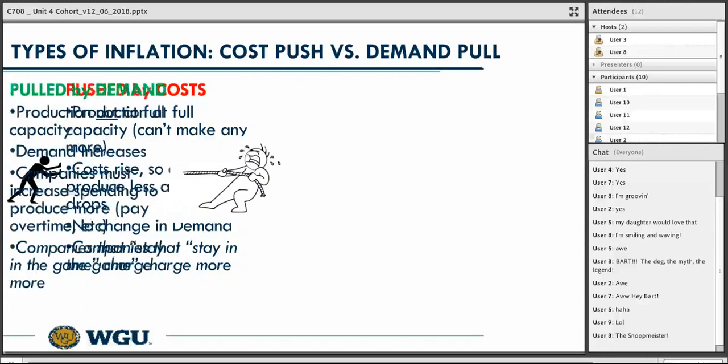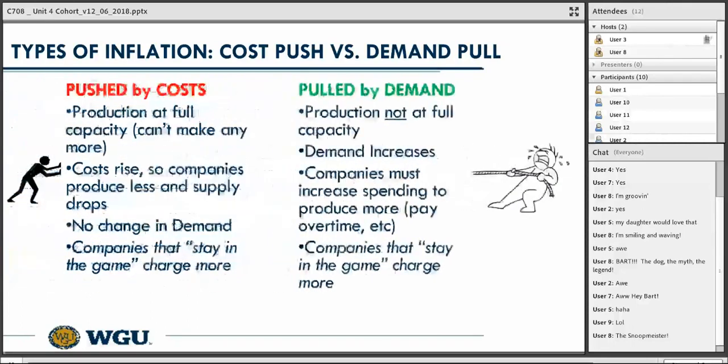In comparison to this, we've got demand pull, and he pulled it over. And I just love animation.